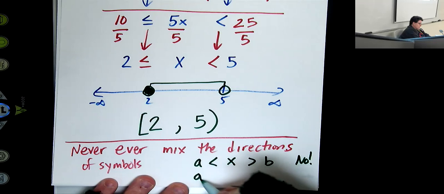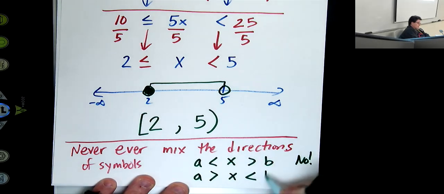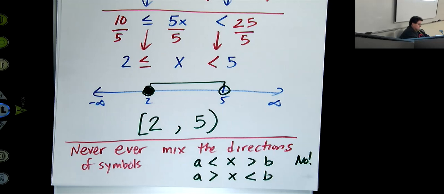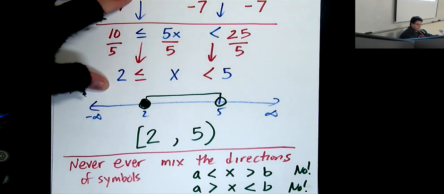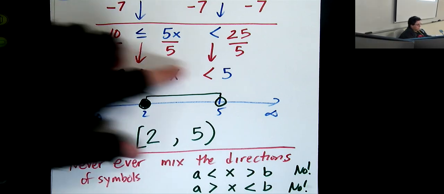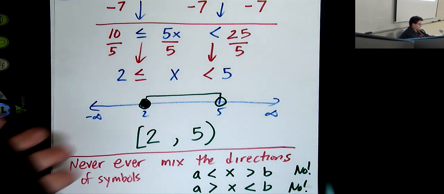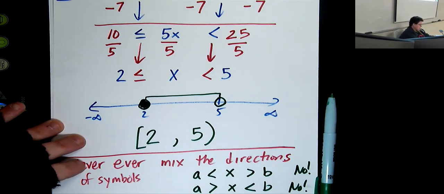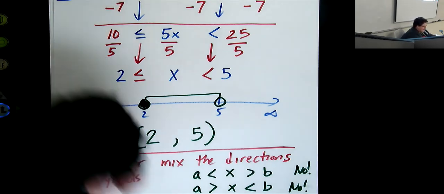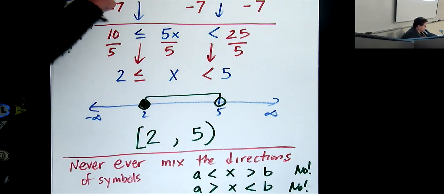And do not do this. They're pointing in different directions. Also, no, don't do that. They always point in the same direction. Here, right here, both mouths are opening to the right. This was an example of the and compound inequality. Let's take a look at the or.